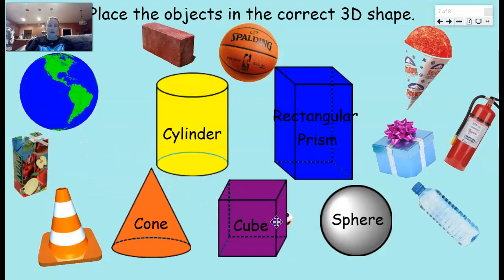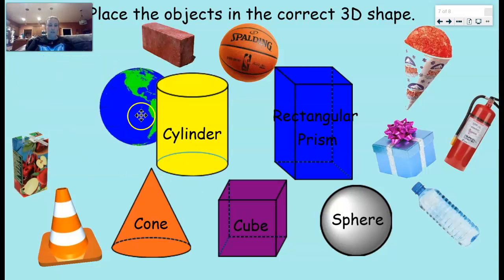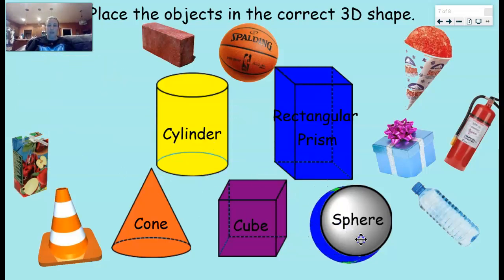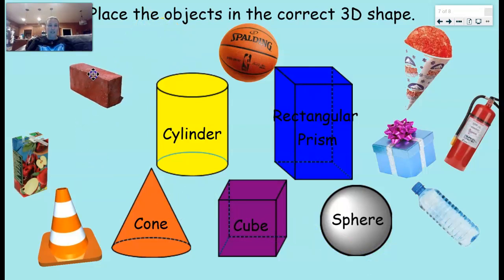Ooh, he's going behind there. Yep. What about our globe? Where does that go? You said sphere, you are right. Goes right over there. Oh, he disappeared. What's this? This side looks like a rectangle, right? But it's a 3D object, it's not flat. You said rectangular prism, you are right.